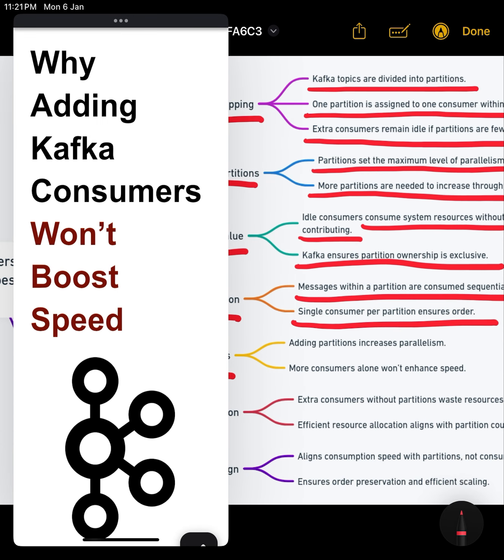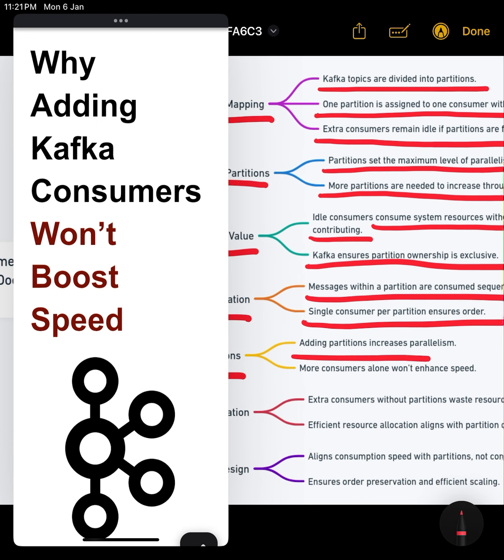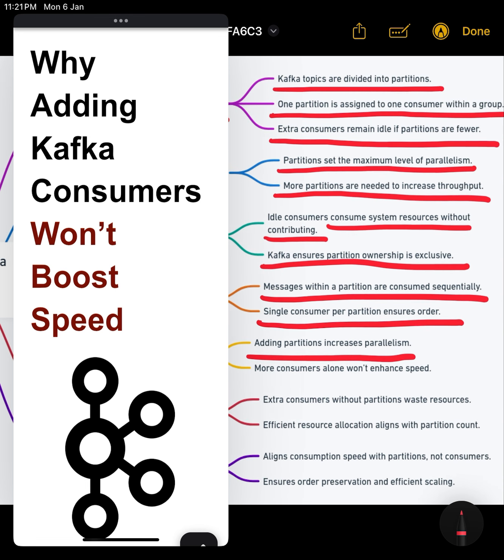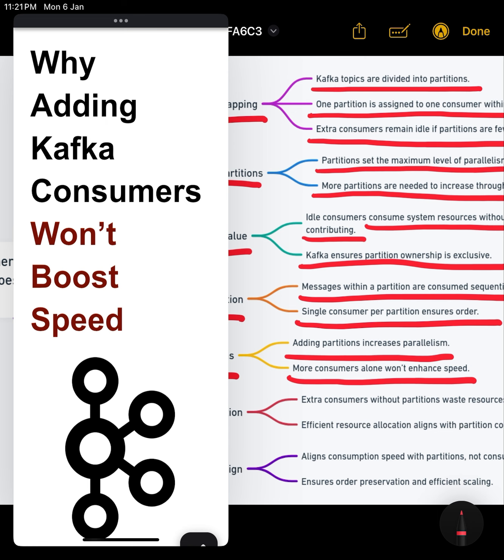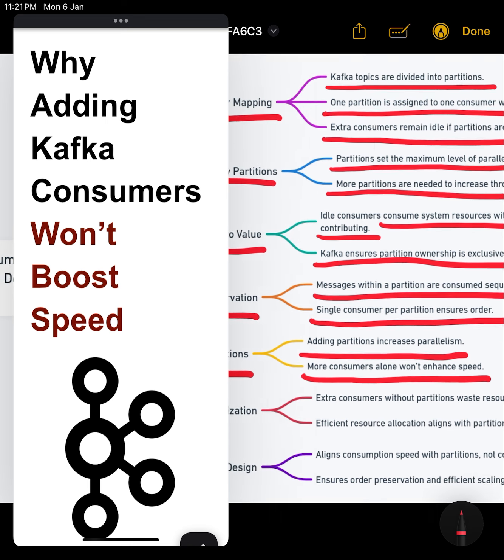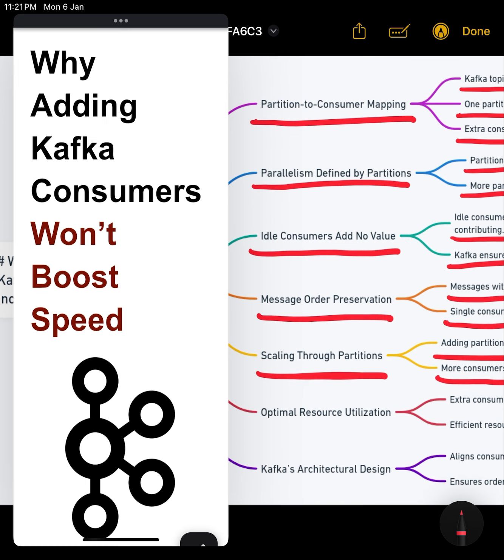5. Scaling through partitions, not consumers. If you need to increase the speed of consumption, the solution is to increase the number of partitions, not just the number of consumers. Adding partitions increases the parallelism, as more partitions can be distributed among more consumers. Kafka's scalability is designed around the partition count, which is why increasing consumers alone has no effect once all partitions are assigned.